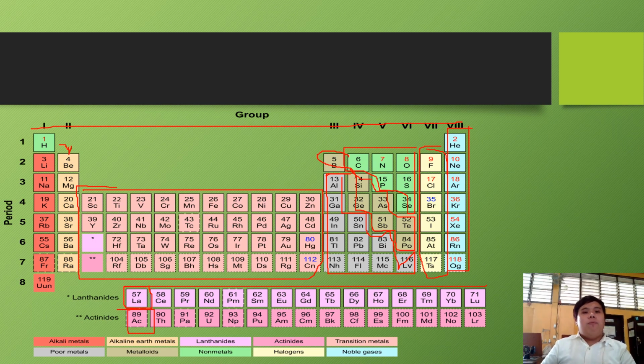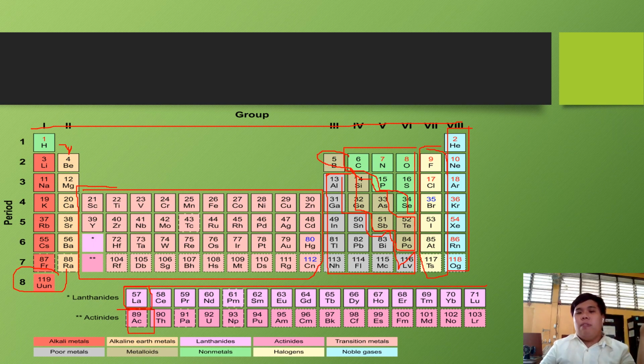Okay, then we have 7 periods. Lanthanides belong to period 6. Then actinides belong to period 7. So 7 periods, 18 groups. Period or series, group or family. Okay, let's proceed to the next slide.